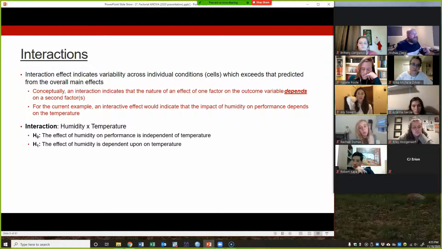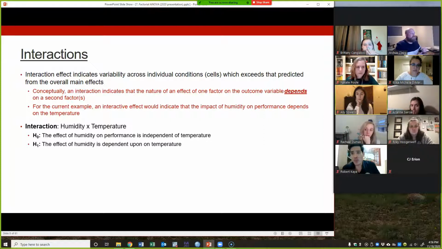Right here, humidity impacts performance the same way regardless of what temperature it is. My alternative hypothesis here is the effect of humidity is dependent on temperature. So depending on what temperature I'm talking about, the impact of humidity starts to change. Okay.